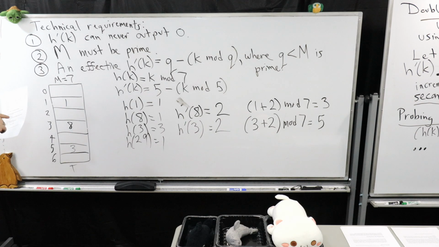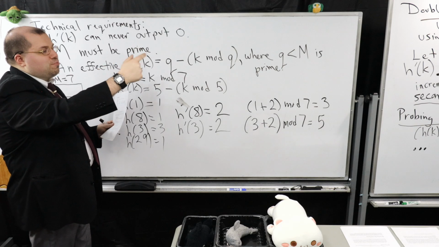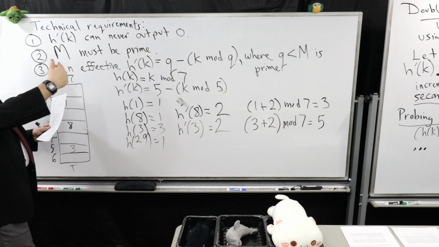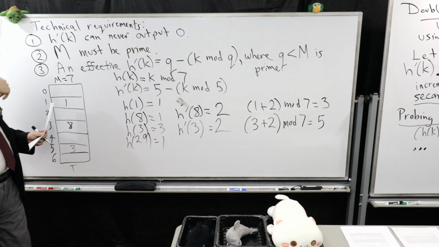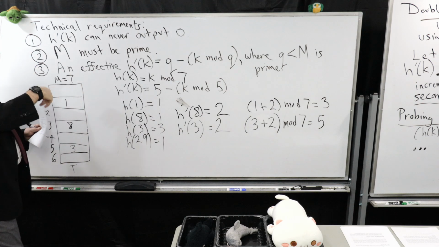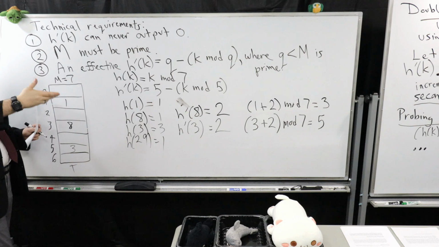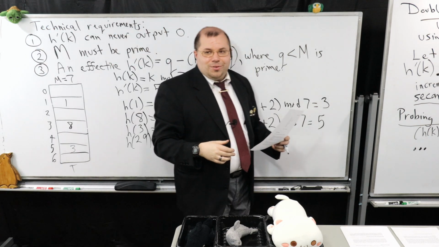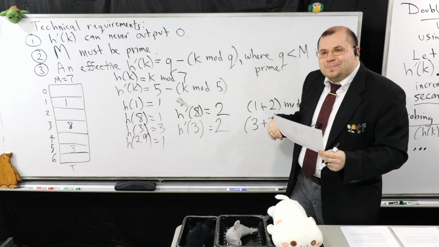Remember, the probing sequence is I try h of k. If that fails, I go h of k plus h prime of k, mod m. If that fails, it's h of k plus 2 times h prime of k, mod m. And if that fails, it's h of k plus 3 times h prime of k, mod m. And you keep doing this over and over again, as per the same algorithms I gave you, except instead of going plus 1, you just apply h prime of k.